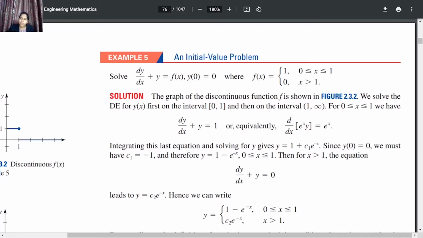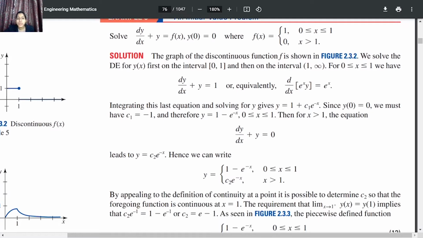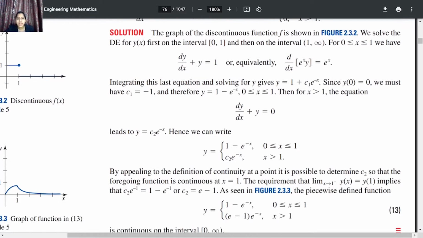Okay, so now to find c2, we consider that the solution must be continuous, right? The discontinuity is happening at the point x is equal to 1. So at this particular point we have to consider that the function should be continuous. For the function to be continuous at 1, the left hand limit and the right hand limit must be the same, that is both these values at x is equal to 1 must be equal to y of 1 also. Okay, so these must be equal.